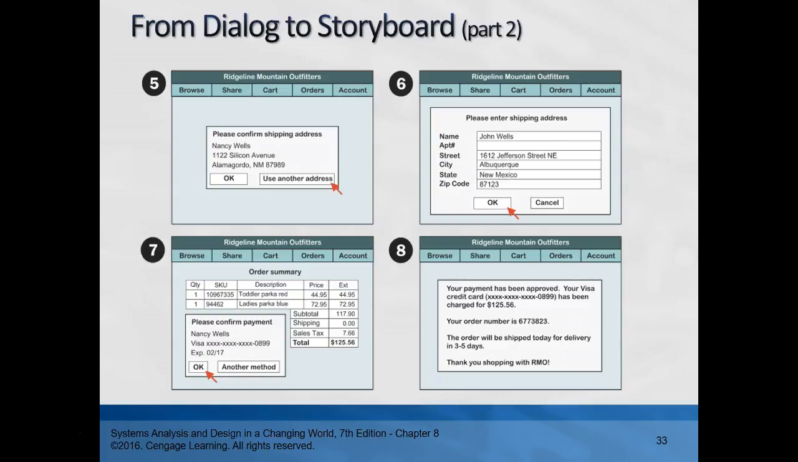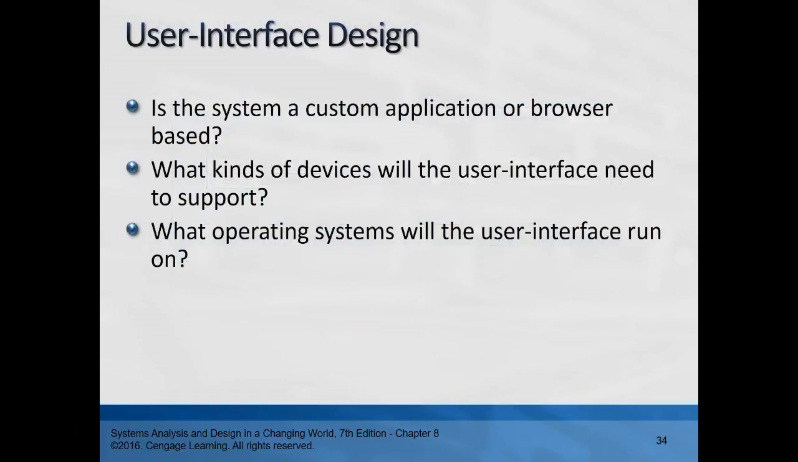And then it says, all right, we use your store card. Your order will be shipped. And it gives you an order number and some tracking information. So there's that storyboard. It's still plain. It doesn't have a lot of colors. It doesn't have the logo. It doesn't have those kinds of things in it.